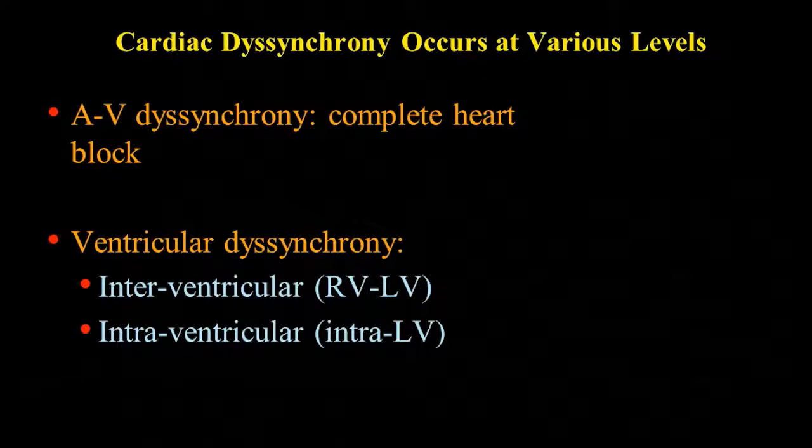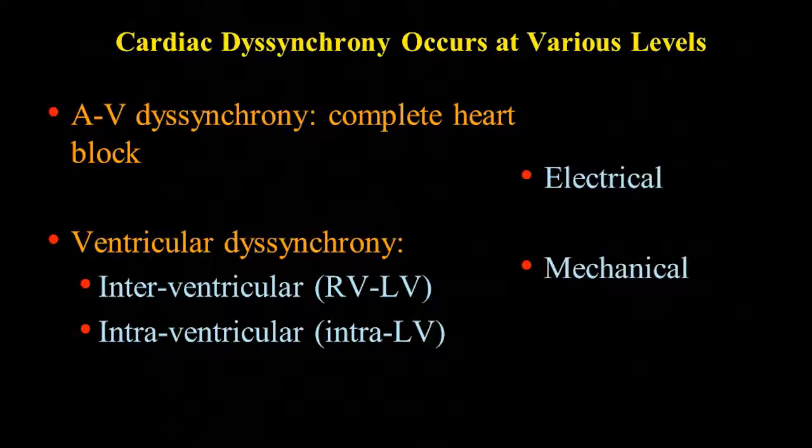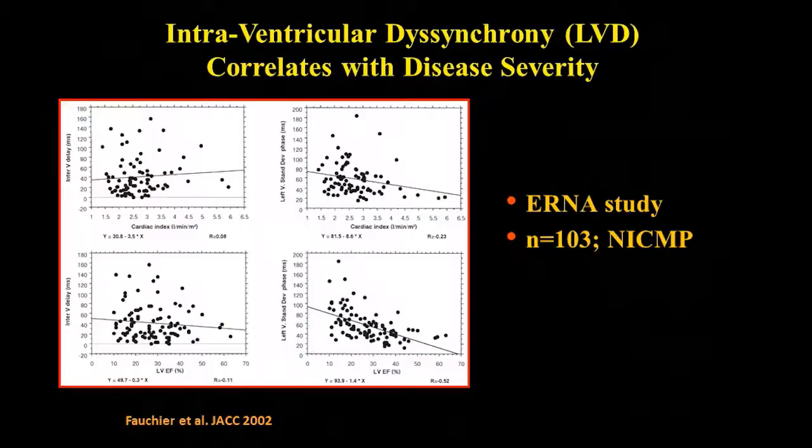Now, dyssynchrony can occur at various levels. It can be AV dyssynchrony, which is between the atria and the ventricles, an example of which is a complete heart block. Or ventricular dyssynchrony, which can be interventricular or intraventricular. Interventricular would be between the two ventricles, the right and the left ventricle. And intraventricular would be just within one ventricle, in this case the left ventricle. It can be electrical or mechanical. Electrical is what we refer to as a left bundle branch block or a wide QRS on ECG. Those signify electrical dyssynchrony. And mechanical dyssynchrony is the example I just showed, when the walls don't contract in sync.